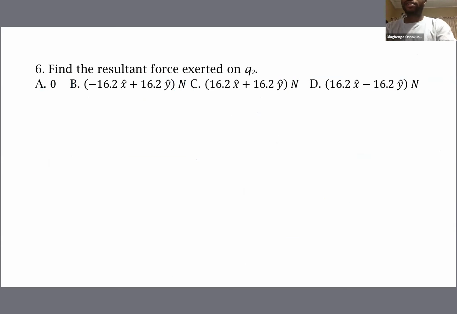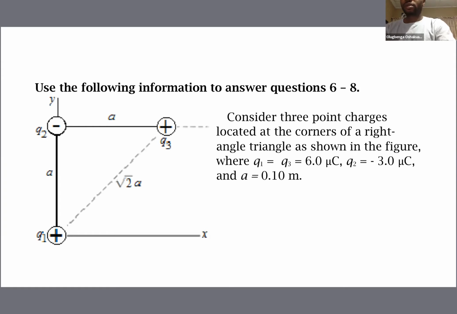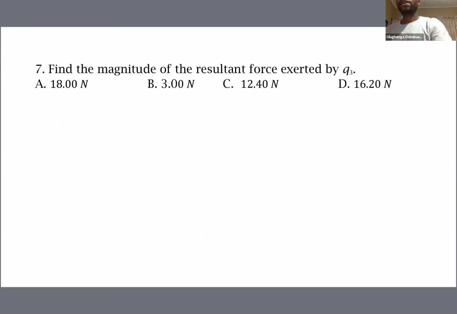So let's move ahead. The other question is saying, find the magnitude of the resultant force exerted on Q3. So the force exerted on Q3, let's call it F3. So the force on Q3 will be the force exerted by Q1 on Q3 plus the force exerted by Q2 on Q3.